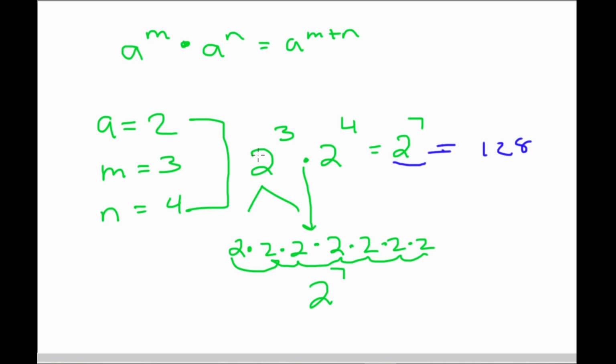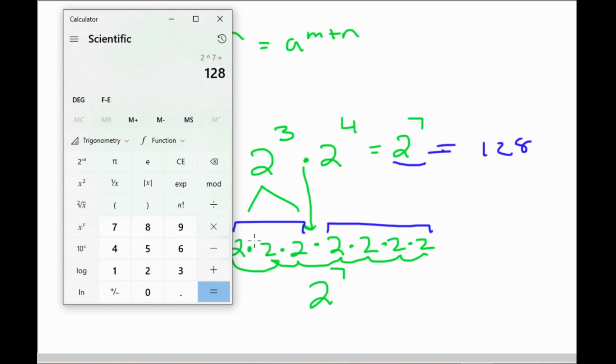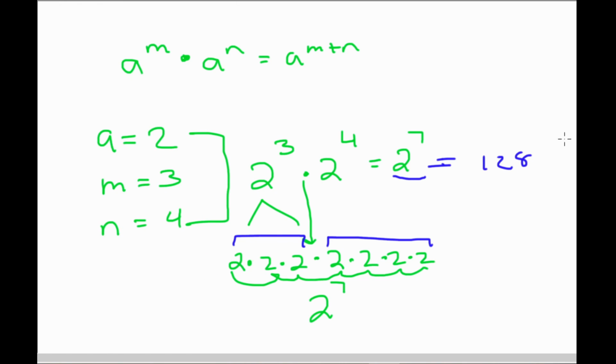Now, what I've shown you here, 2 to the third one more time is just 2 times 2 times 2, and 2 to the fourth is just 2 times 2 times 2 times 2. So now I'm going to do it 2 other ways with my calculator. 2 times 2 times 2. So let's look at what 2 times 2 times 2 is. That gives me 8. So 2 to the third is 8.